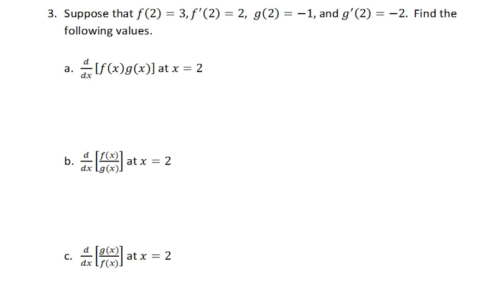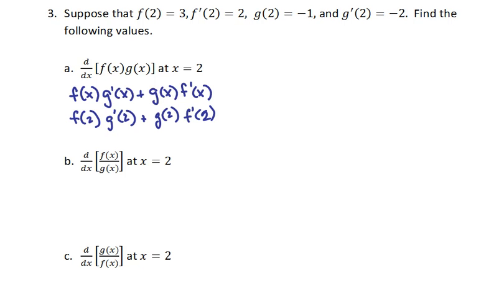Okay, in problem number 3, we're given some values, f of 2, f prime of 2, g of 2, g prime of 2, and we want to find the following values. These are basically looking to see whether, conceptually, we understand the formulas in abstract form. So if we have two functions, f of x and g of x in part A, that are multiplied together, to find their derivative, we need to use the product rule. And so that's f g prime plus g f prime, and we're looking to find this at x equals 2.